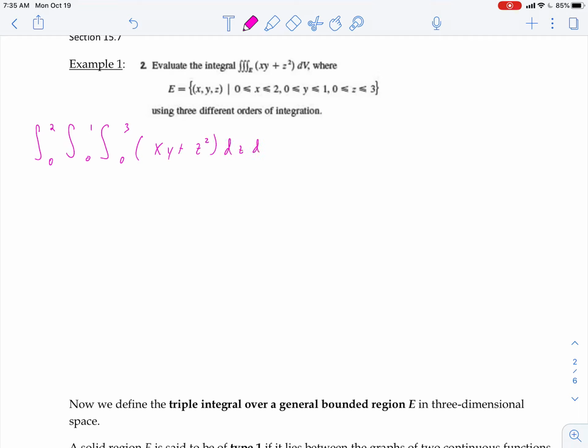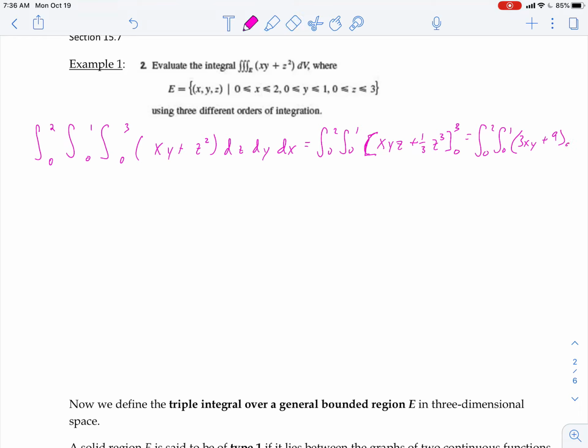So 0 to 3 of our function xy plus z squared, dz, dy, dx. All right, so let's integrate with respect to z. And so we're going to get xyz plus 1/3 z cubed, and we're going from 3 to 0. I'm just going to write this out: 0 to 2, 0 to 1, 3xy plus 3 cubed is 27 over 3 is 9.